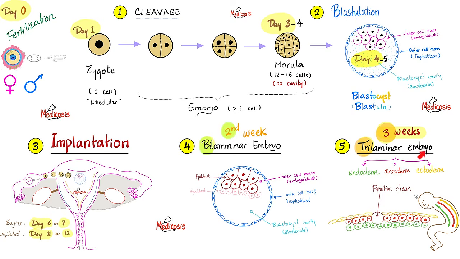Followed by the trilaminar embryo in the 3rd week. And what are the 3 layers? Endoderm, mesoderm, and ectoderm. Epiblast, that's the ectoderm. Hypoblast, that's the endoderm. And the mesoderm is new. Don't forget, we have an extra-embryonic mesoderm and intra-embryonic mesoderm. Here, I'm referring to the intra-embryonic mesoderm.